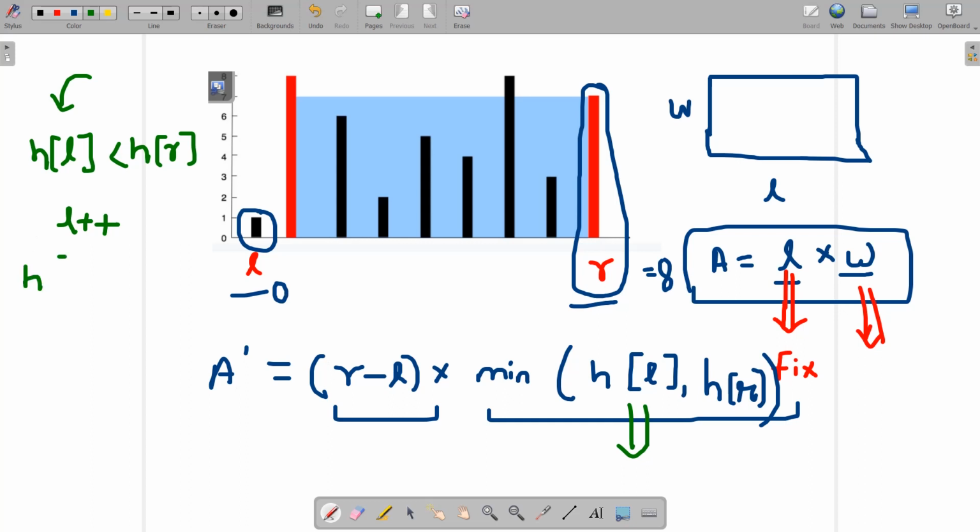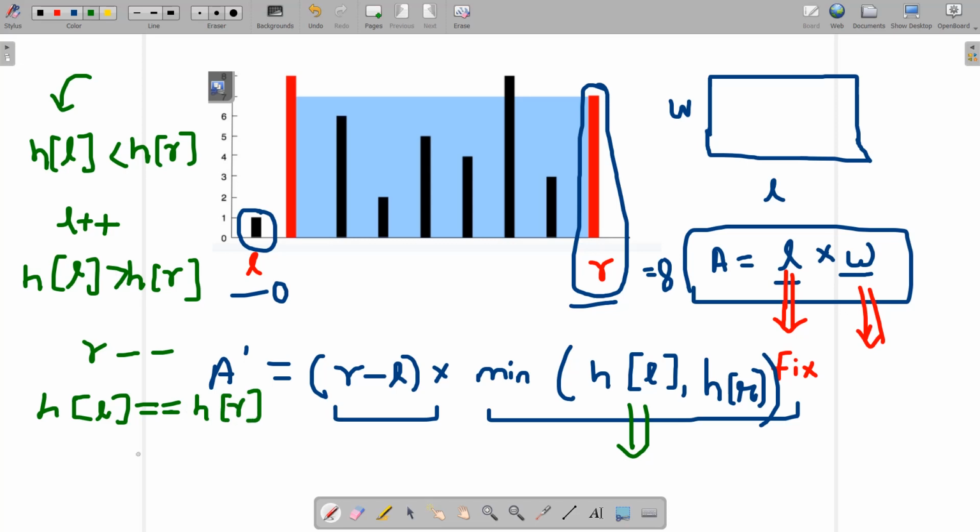And what about when h of L is strictly greater than h of R? Since h of L is strictly greater than h of R, we would be looking to maximize the area. In that case, we discard the minimum height, that is h of R, so we do R minus minus. Now what about when h of L is exactly equal to h of R? In that case it doesn't matter whether you increment L or decrement R. You can do either R minus minus or L plus plus.